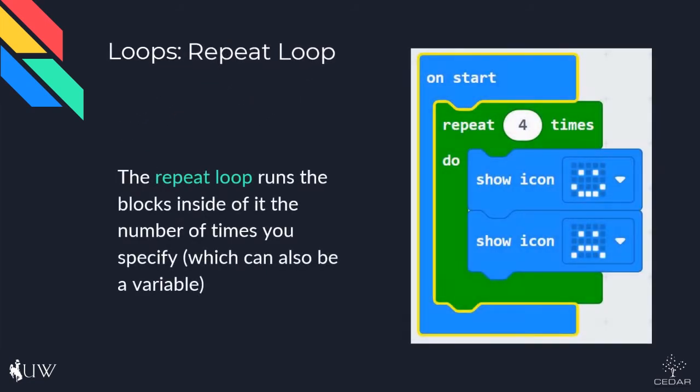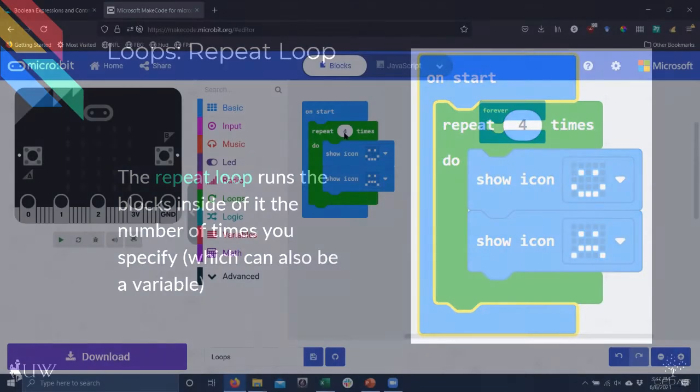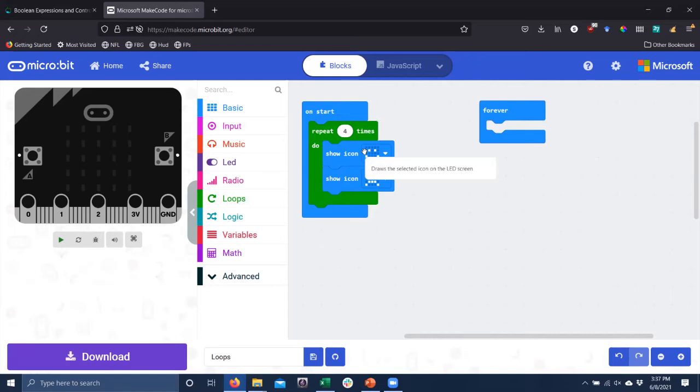The repeat loop runs the blocks inside of it a number of times that you specify, which can also be a variable. In this example, a happy face and a sad face will flash back and forth 4 times.